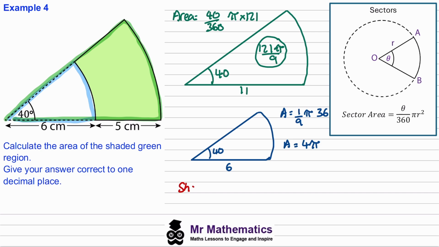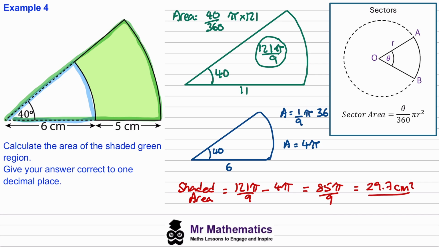So the shaded region will be the 121 pi over 9 minus the 4 pi. We can work this out and we get 85 pi over 9. And as a decimal, this is 29.7 centimeters squared to 1 decimal place. Okay? How did you get on with that?